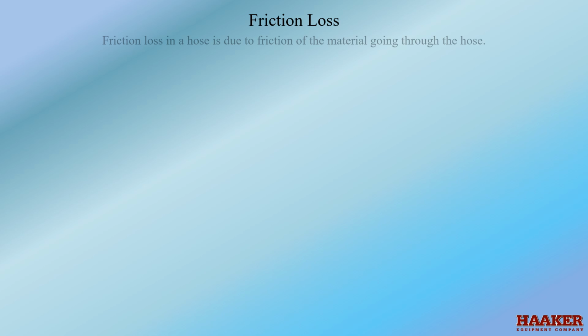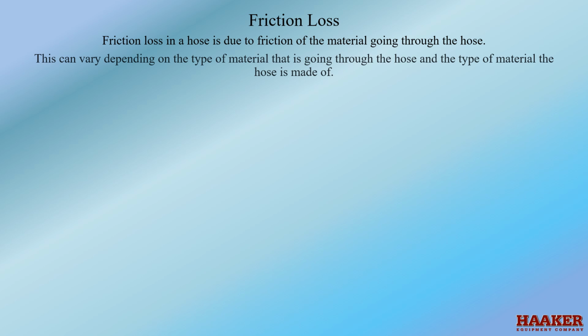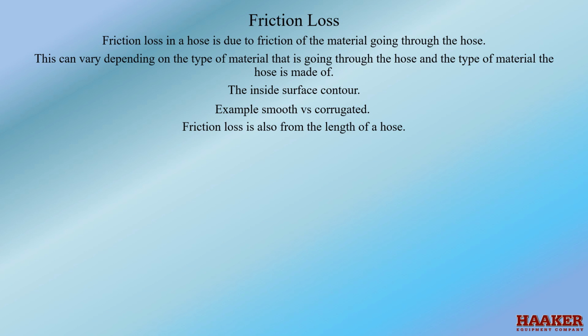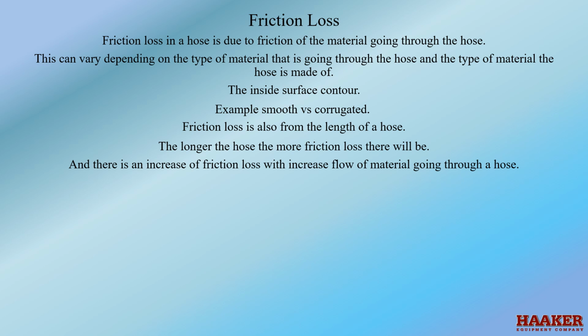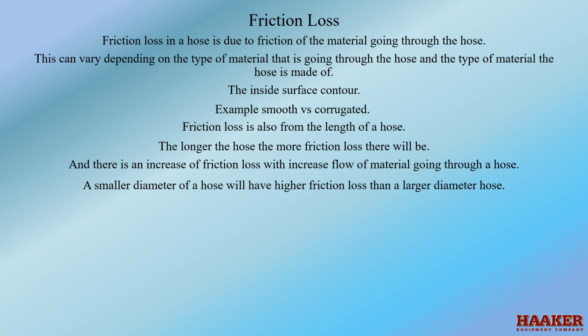Friction loss. Friction loss in a hose is due to friction of a material going through the hose. This can vary depending on the type of material that is going through the hose, the type of material the hose is made of, and the inside surface contour. Example, smooth versus corrugated. Friction loss is also from the length of hose. The longer the hose, the more friction loss there will be. And there is an increase of friction loss with the increase of flow of material going through a hose.